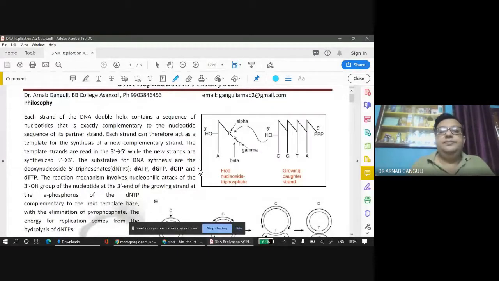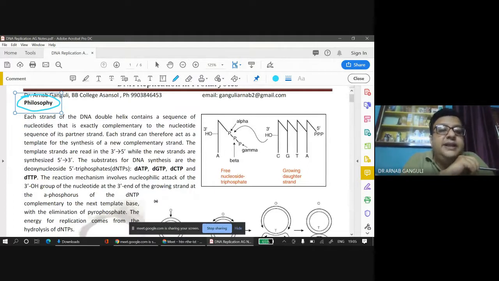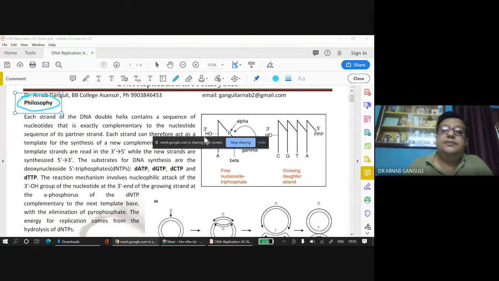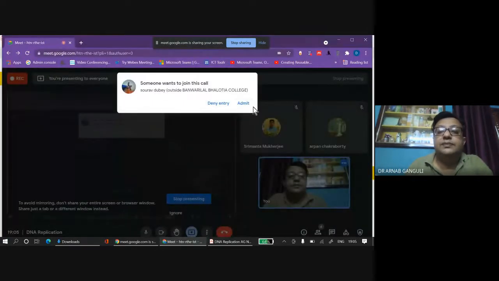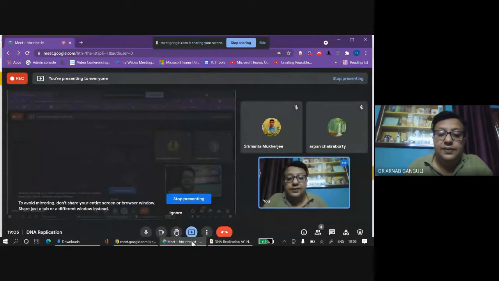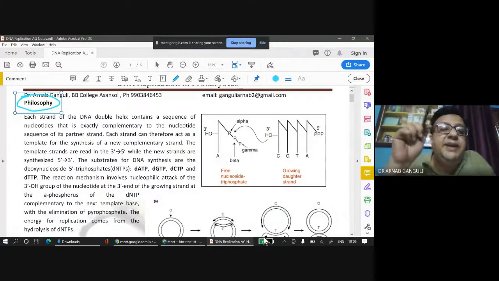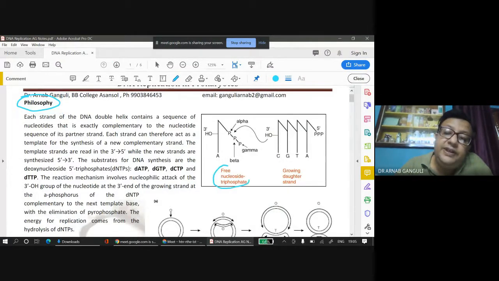Now, first we will look at the philosophy behind DNA replication. What is the philosophy behind replication? The philosophy behind DNA replication is you have a free nucleoside phosphate. This is a nucleoside triphosphate.